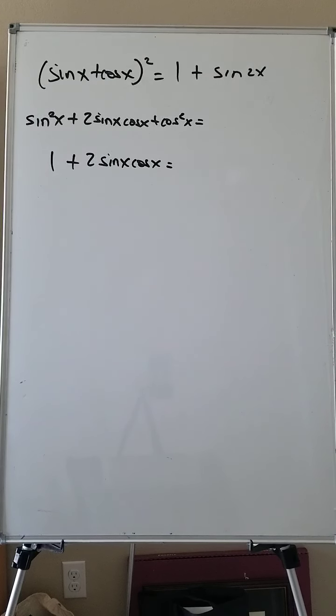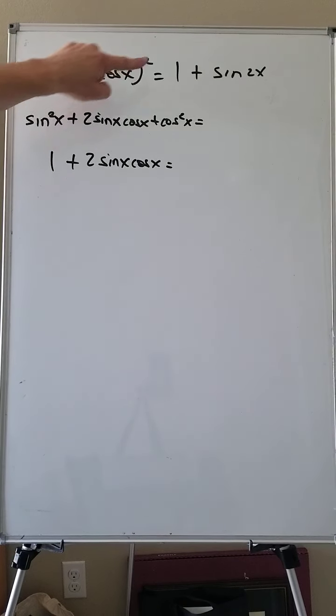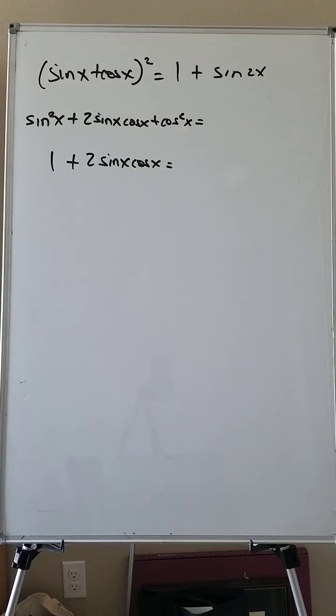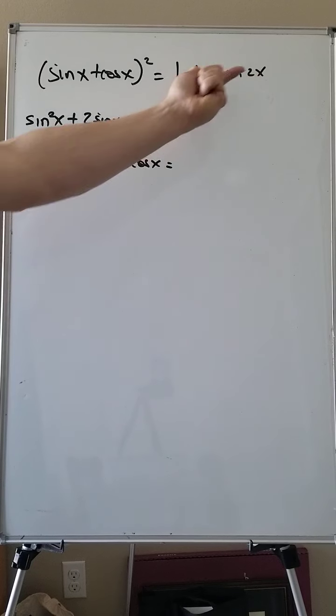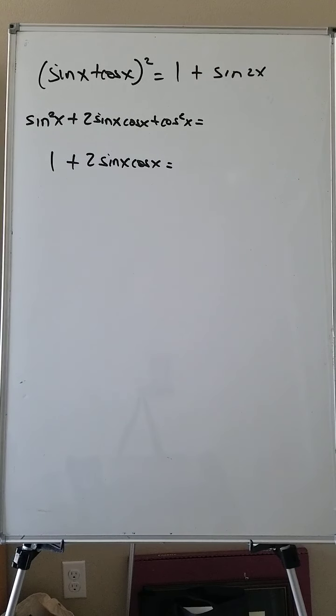That's not quite what I wanted yet, but now I have a 1 here, and I'm supposed to get a 1, so I'm good there. So now the only difference is, here I have 2 sine x cosine x, and here I have sine of 2x. But what is sine of 2x?